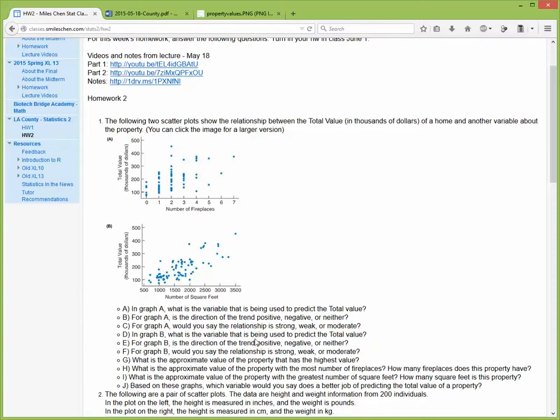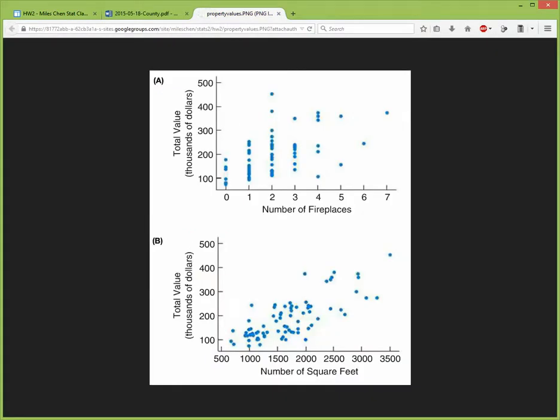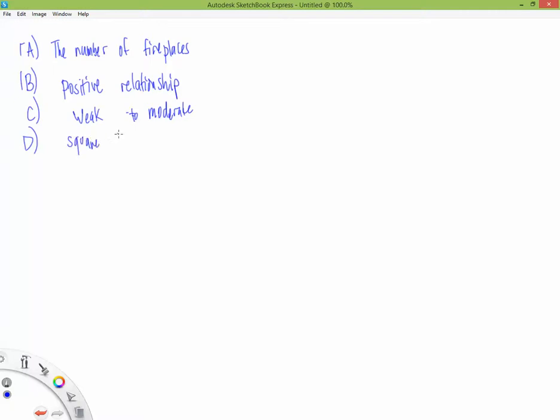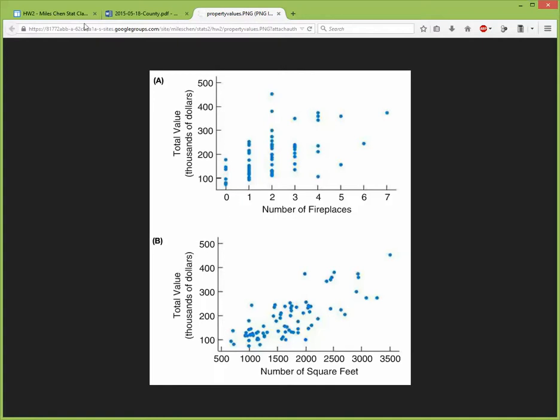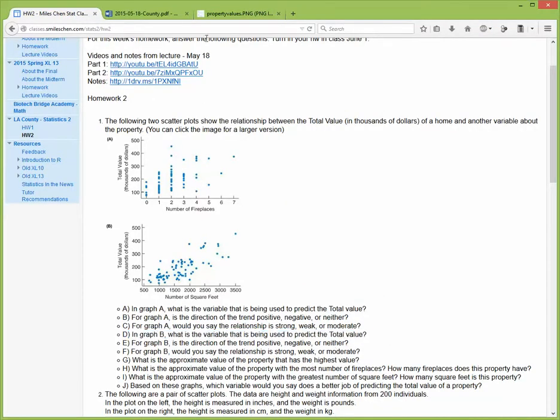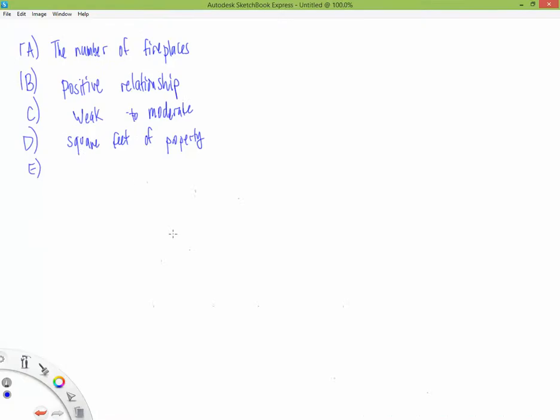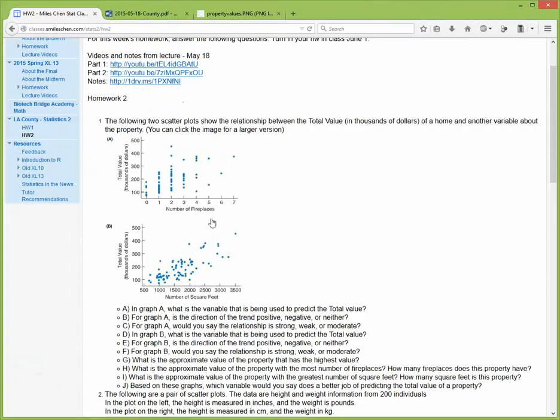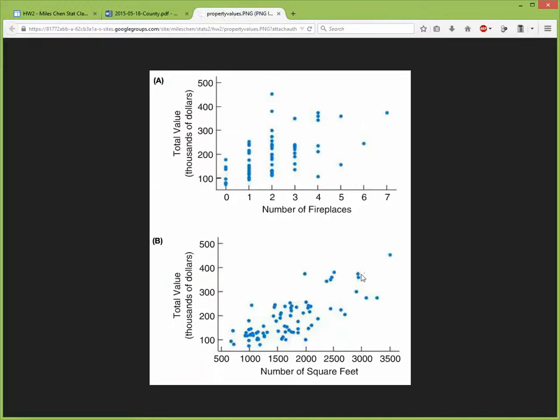In graph B, what is the variable that is used to predict the total value? Now we're talking about graph B. The number of square feet in the property. And what kind of relationship? Negative, positive, strong, weak, or moderate? So this is positive. If a place has more square feet, it's going to be worth more. And I would say a pretty strong relationship there, in that the square footage gives you a lot better idea of how much the property is going to be worth.